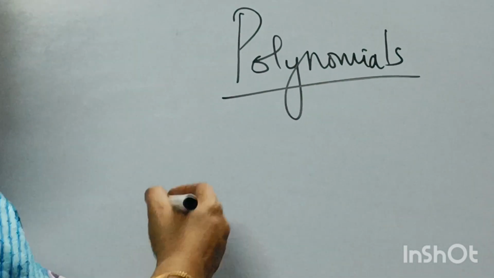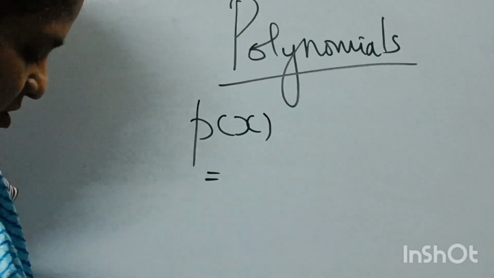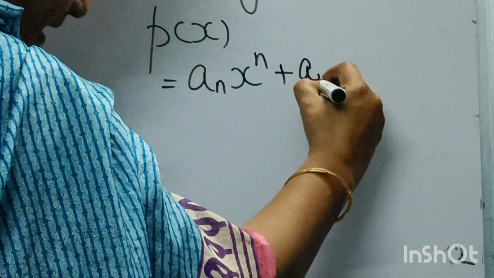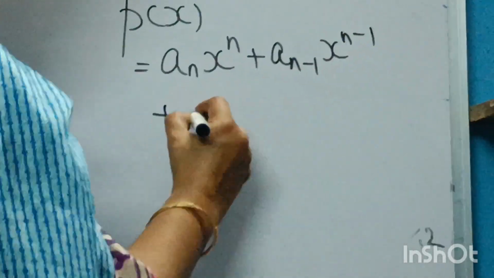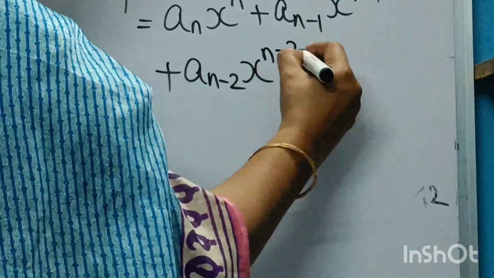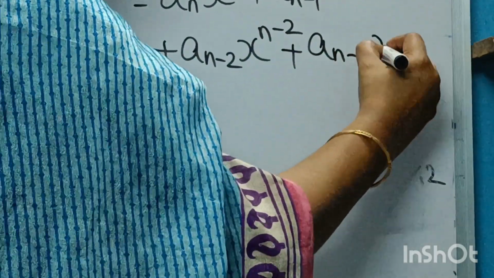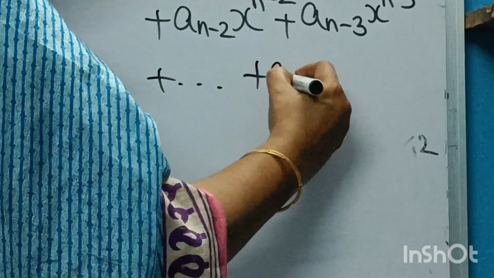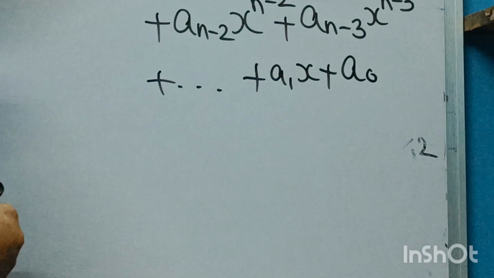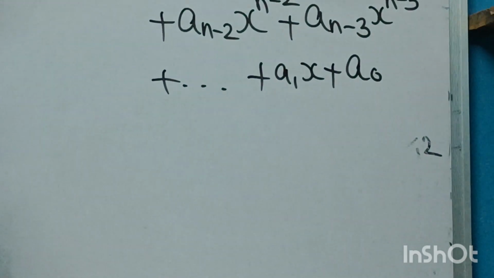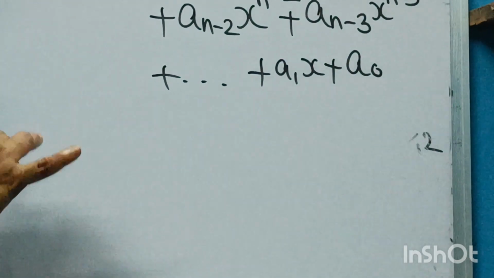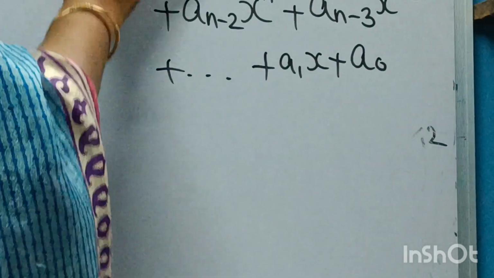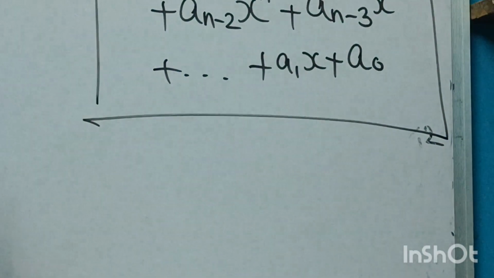For example, it can be written as p of x is equal to a_n x to the power n plus a_(n-1) x to the power n minus 1 plus a_(n-2) x to the power n minus 2 plus a_(n-3) x to the power n minus 3 plus etc., up to a_1 x plus a_0. This is the polynomial p of x, which is in one variable, written in the form of an algebraic expression in terms of x. So this is written as p of x.